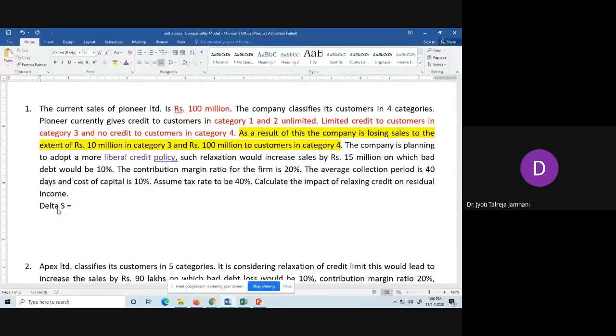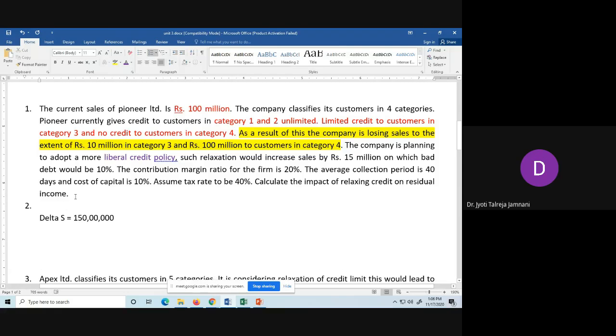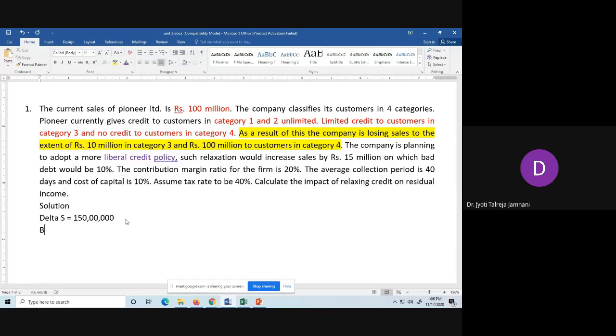Now I told you 1 million is equal to 10 lakhs. So 15 million will be equal to 150 lakhs. Okay. So, solution. I got the first value. If I change or relax my credit standards, my sales will increase by 15 million. That means the change in sales will be 150 lakhs. On which bad debt would be 10%. This is nothing but my BN, the bad debt proportion or the bad debt rate, which will be 10%.